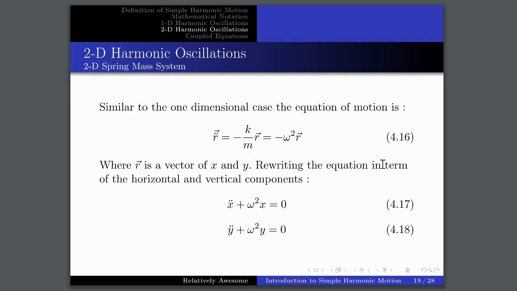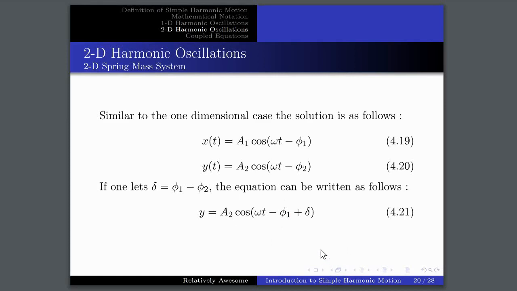Writing the equation in terms of the horizontal and vertical components, we obtain the following two equations, which are exactly the same as the 1D simple harmonic oscillator, and obtain the same solution. However, we must note that the amplitude could be different and the phase angle could be different. But by writing the difference in the phase angle as delta, the equation can be written as the following.